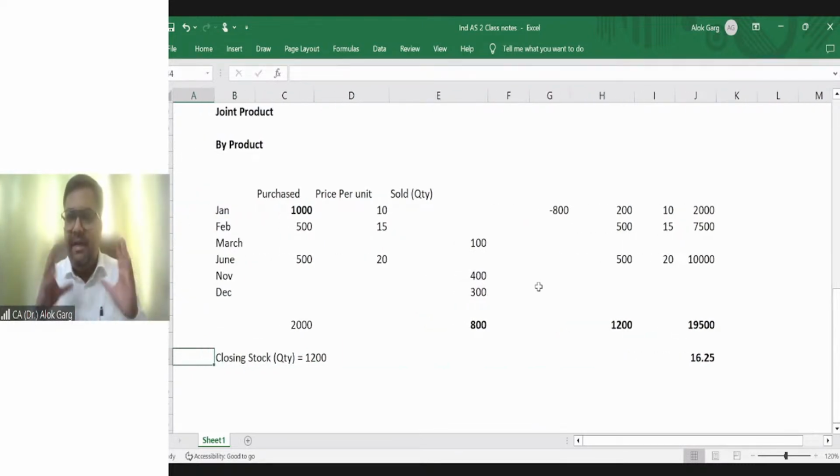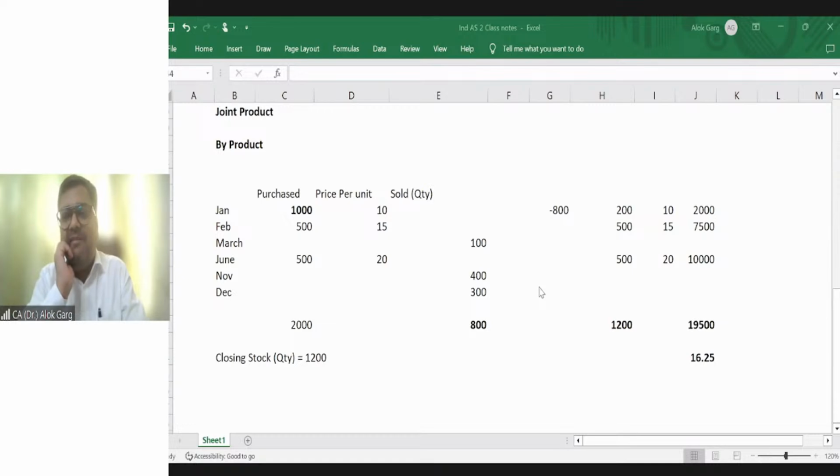Is that clear? Simple, first in, first out. I am assuming my entire sales are from the first purchases, so I reduce my sales quantity from the earlier ones. We did this FIFO in the subject of costing in intermediate. And LIFO is not allowed, friends. Only FIFO and weighted average are allowed.